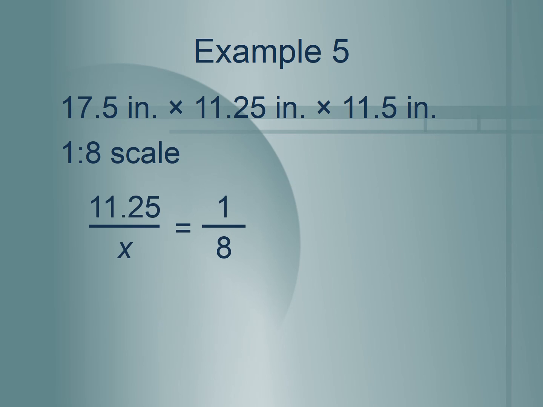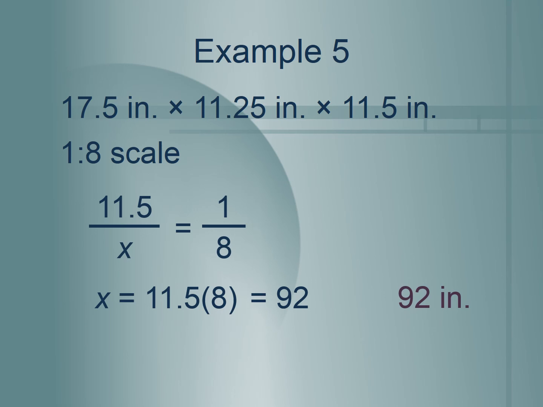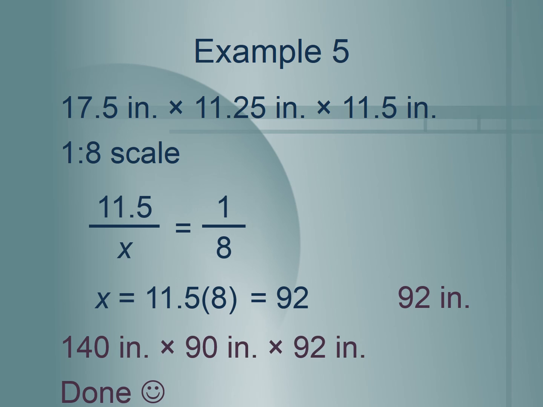So then we do this. That was for when we converted 17.5. Now we have to do 11.25. And we end up with 90. We do the same thing for the 11.5, this part. And we end up with 92, which means that our new dimensions for the real life object is going to be 140 by 90 by 92.